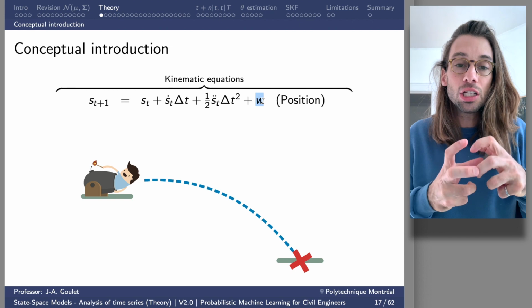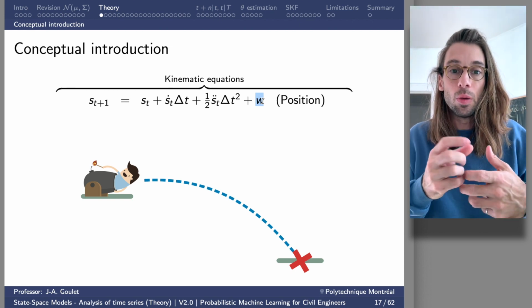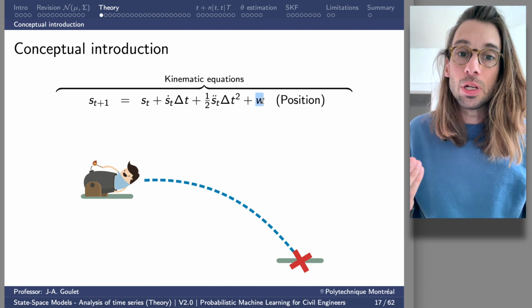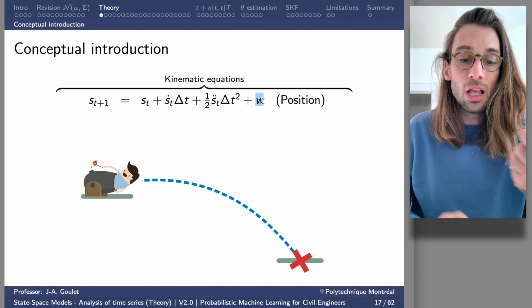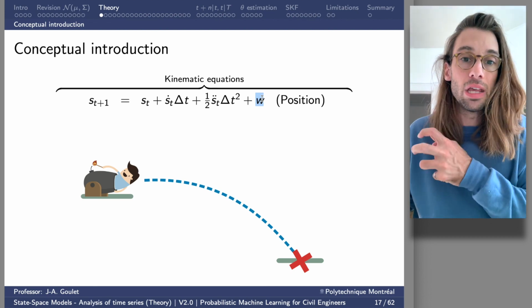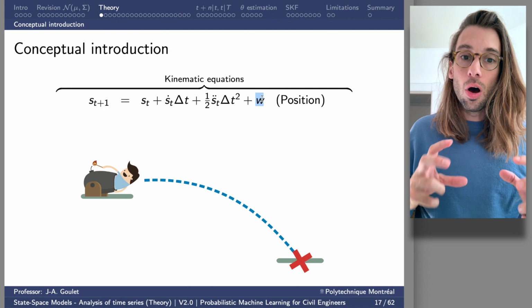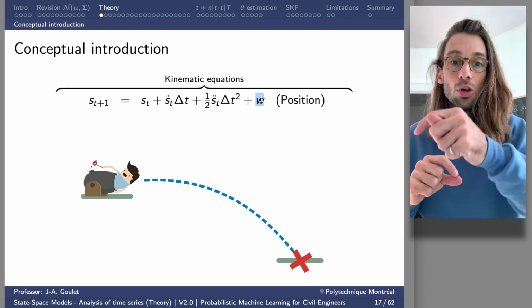Because this projectile is subject to the environment. It could be air friction, it could be perturbation, anything that could happen here. So this model is not perfect. W is there to account for the fact that this model is not exactly the reality. So this is the kinematic equation, only to predict the position over time.